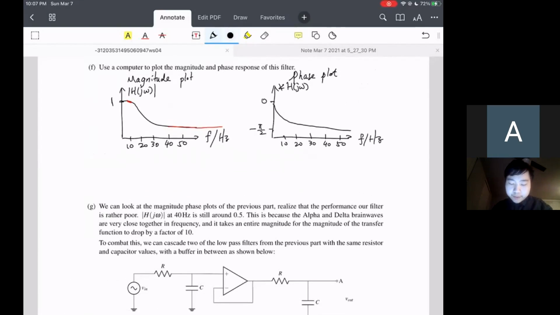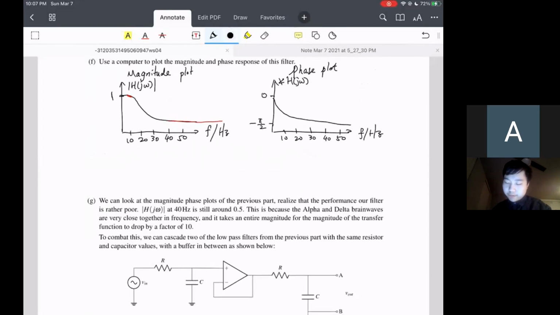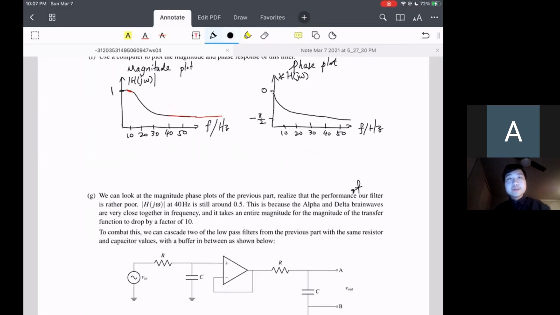Okay, so for part G, we want to take a look at the magnitude phase plots of the previous part and realize that the performance of our filter is rather poor. Its magnitude at 40 hertz is still around 0.5. This is because the alpha and gamma brainwaves are very close together in terms of frequency, and it takes an entire decade for the magnitude of the transfer function to drop by a factor of 10, as we have seen in the Bode plots before in question 1. To combat this, we can cascade two of the low-pass filters from the previous part with the same resistor and capacitor values, with a buffer in between as shown below.